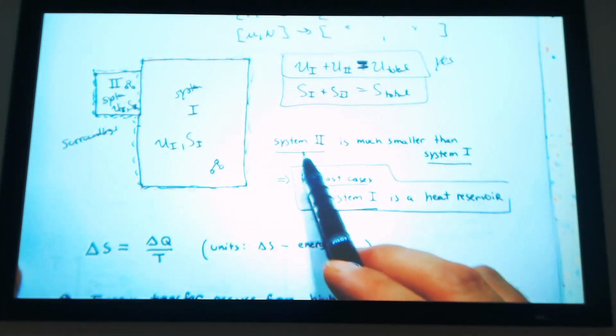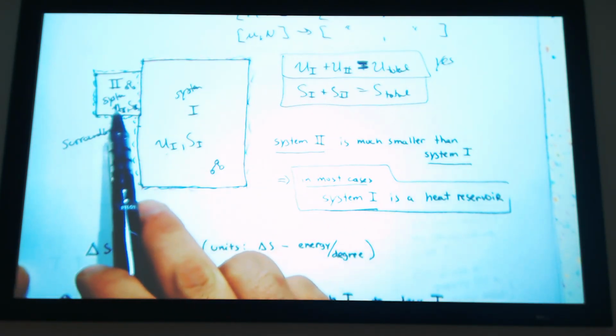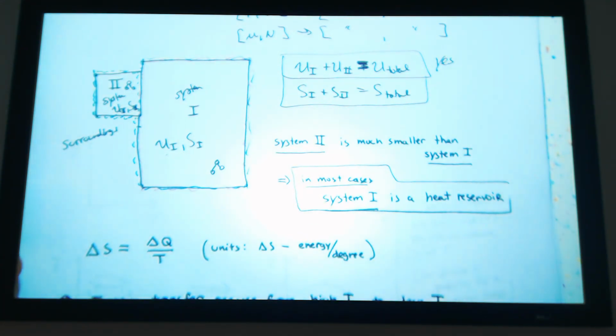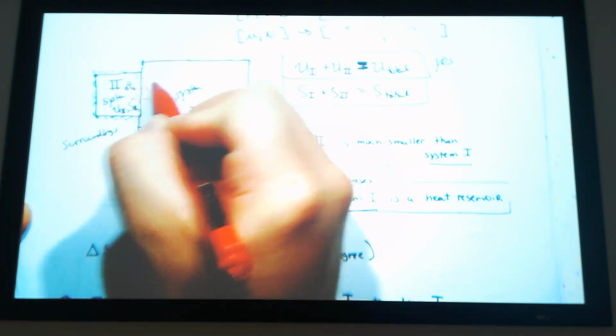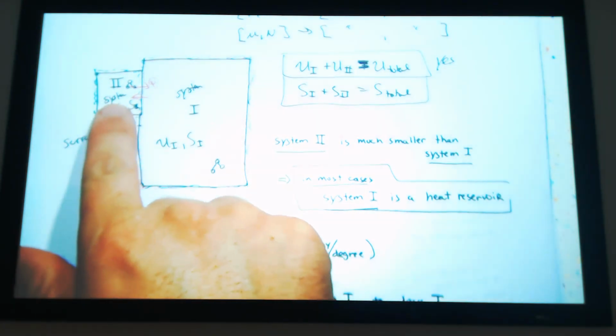So, in this case, system 2 is much smaller than system 1. And in this case, system 1 can be a heat reservoir. So when I say that, I'm going to say that there's heat that can be transferred between system 1 and system 2, because system 2 is much smaller.